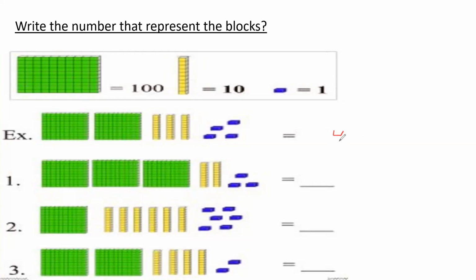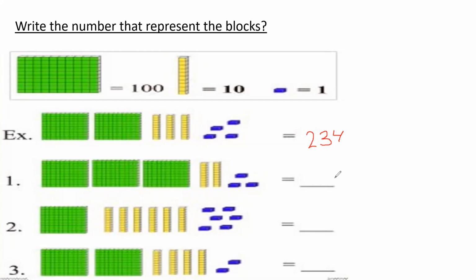Now, what about the longs here? 1, 2, 3, 3 longs. That means I have 3 in the tens digit. Also, what about the flats? I have 2 flats. That means this is 2 in the hundreds, 200. So I will put 2. So the number is 234. That's right. Now, exercise number 1. Starting from the lowest digit.